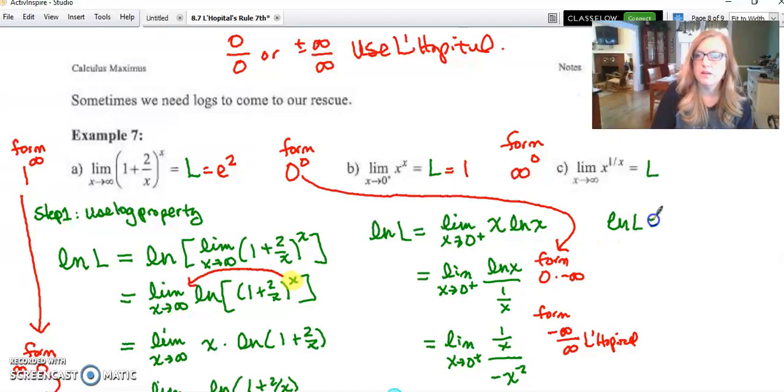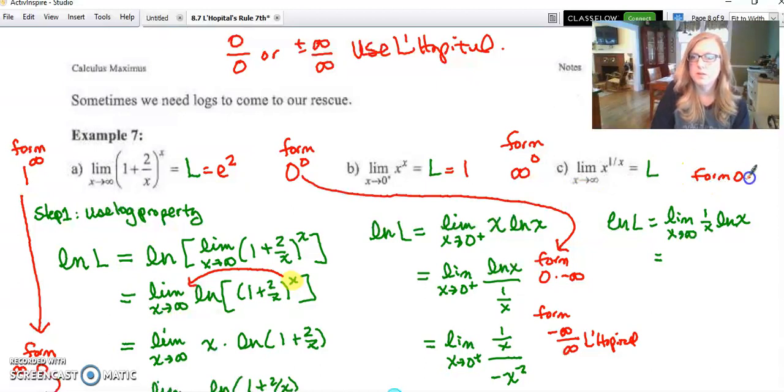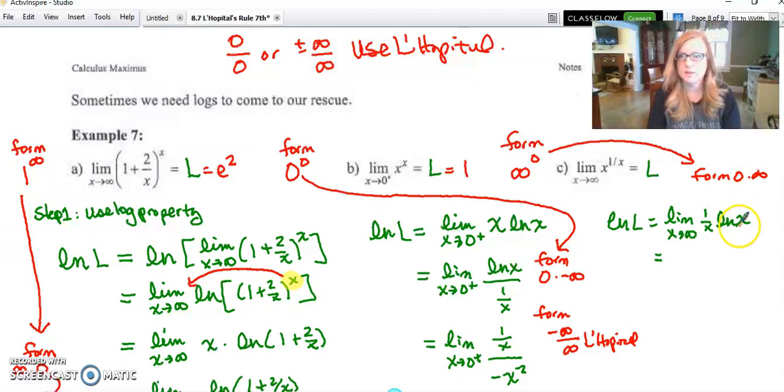Go the natural log of L equals the limit as x goes to infinity of 1 over x natural log of x. Then just go straight there to that third step that we had over here. So I took the log and then I moved the 1 over x down. I write it right there. All right, we check where we're at. 1 over infinity is 0. Okay, so my form at this point is going to be 0 times, as you go to infinity, that goes to infinity. So I went from exponential indeterminate to a product indeterminate.